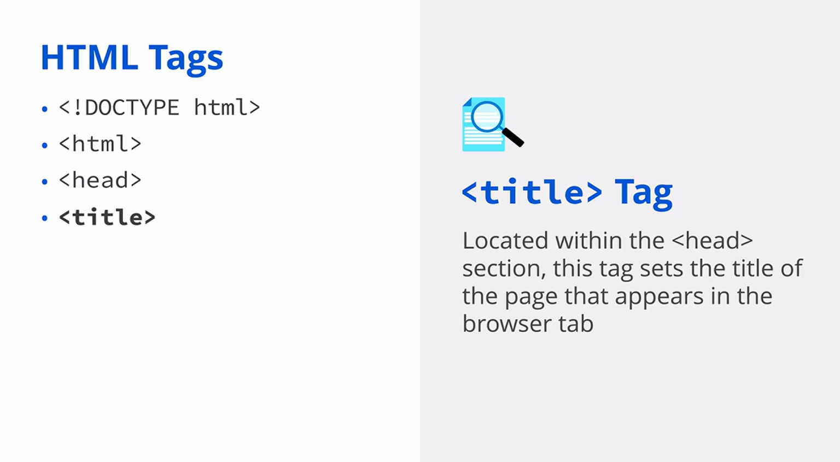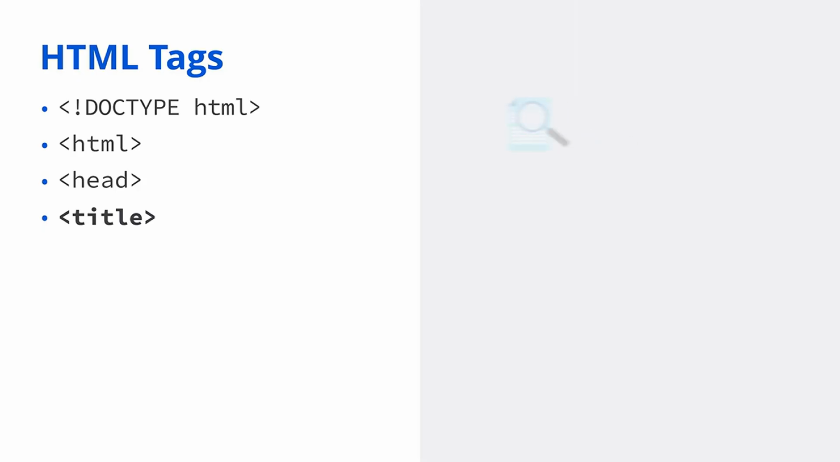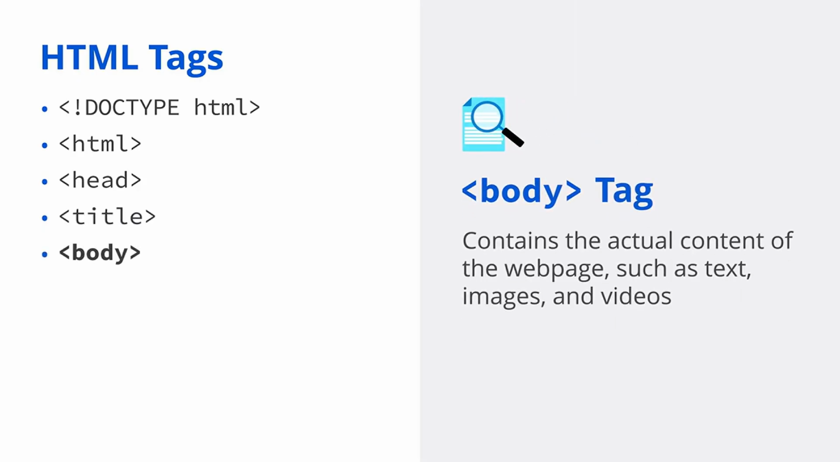The title tag, which is inside the head section, sets the title of the page that appears in the browser tab. It's like the name of a library displayed on a sign outside. The body section contains all the visible content of the web page, like text, images, and videos. This is like the main area of a library where the books and resources are kept. For example, everything you see on a website is placed inside the body tag.